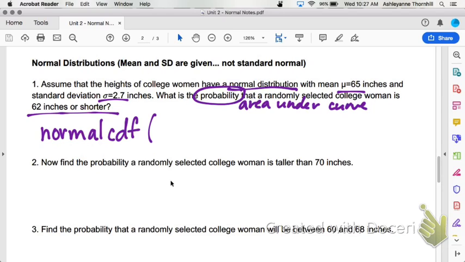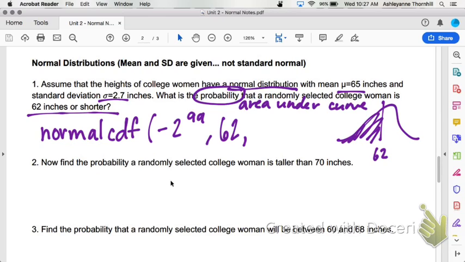Negative infinity to what? So even though there are going to be no women that are negative, I just always use negative and positive infinity whenever I'm thinking about the shaded area. I'm sure if you put 0, it would still give you the same answer, but negative and positive infinity just get you the exact answer. Okay. So what's my upper bound? 62. What's my mean? 65. What's my standard deviation? Good.